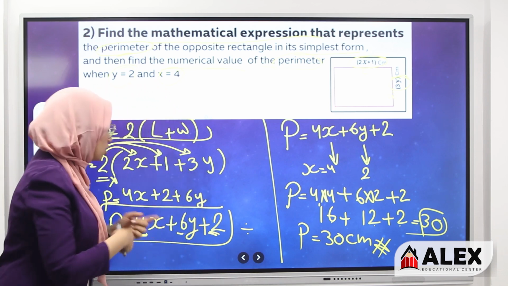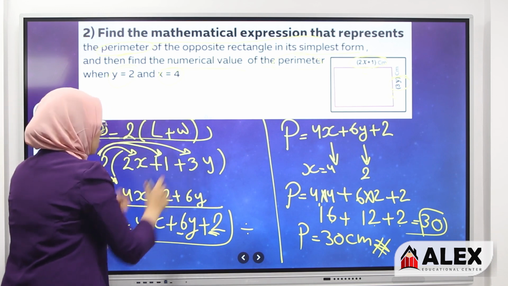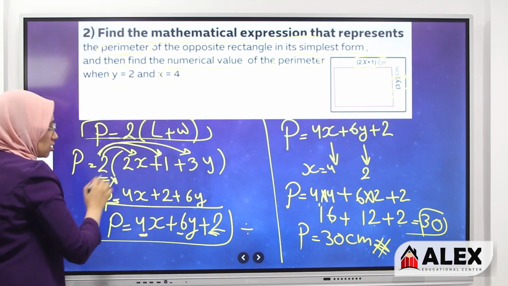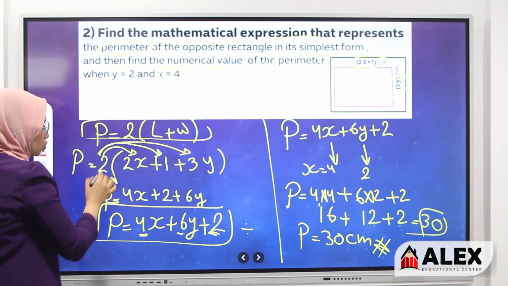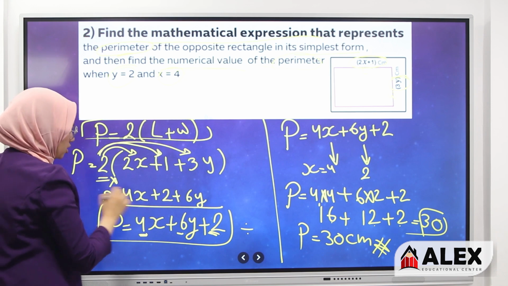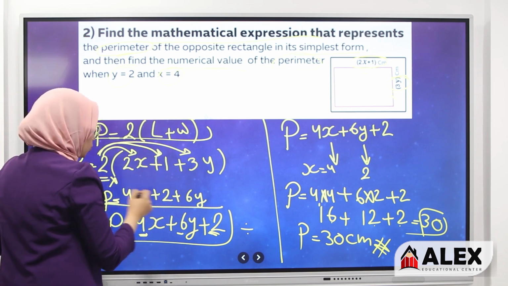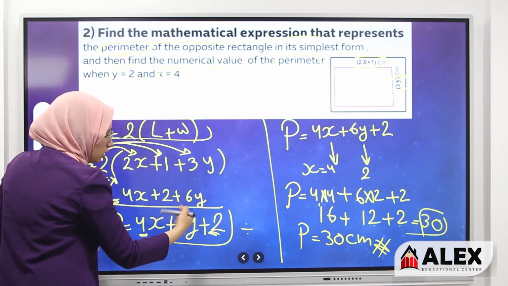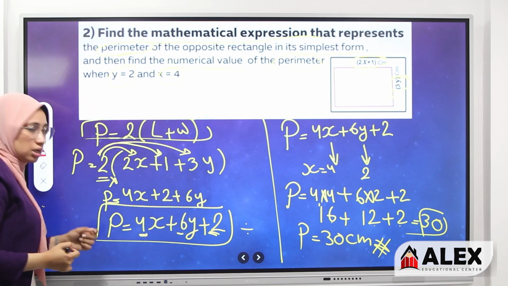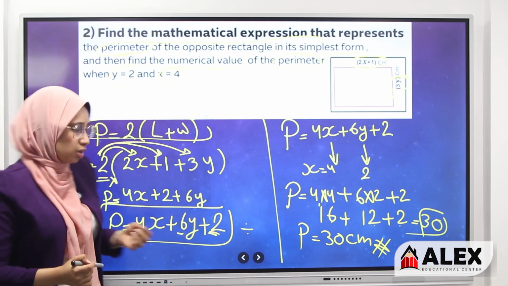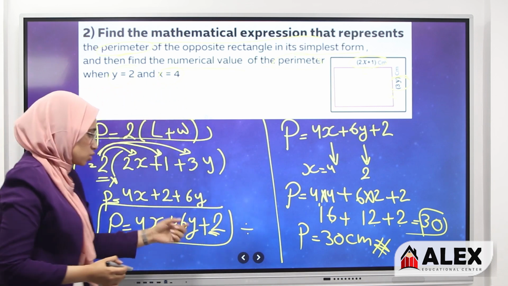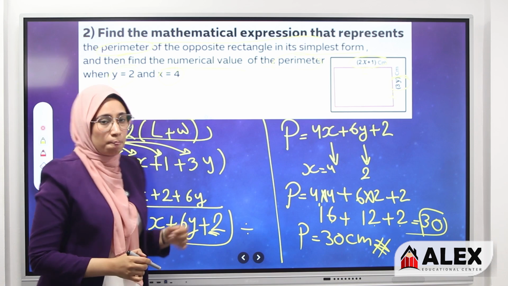2 times the whole expression in this bracket: 2 times 2x, 2 times 1, and 2 times 3y. 2 times 2x equals 4x. 2 times 1 equals 2. 2 times 3y equals 6y. Then the mathematical expression of this perimeter equals 4x plus 6y plus 2.